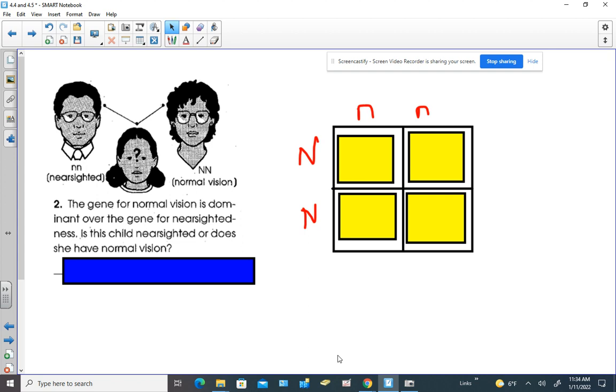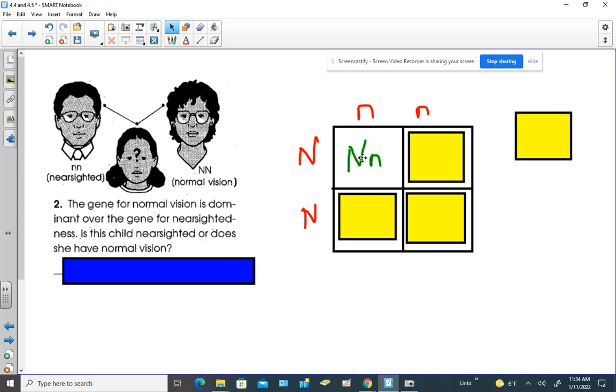The gene for normal vision is dominant over the gene for nearsightedness. Is this child nearsighted or does she have normal vision? So let's take dad and put dad here. Mom has normal vision, so we'll put her alleles here, and let's cross.